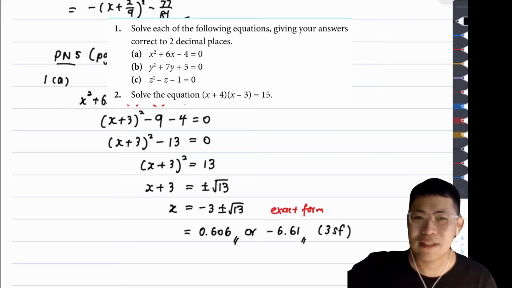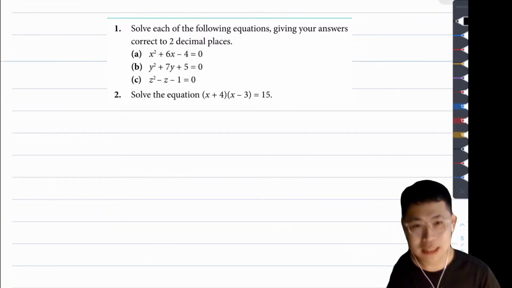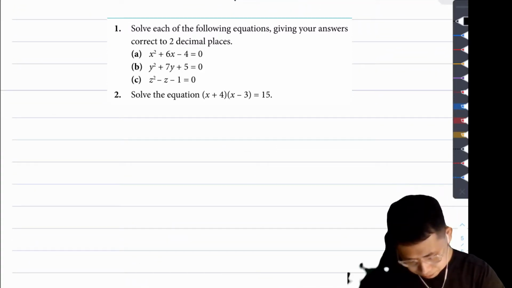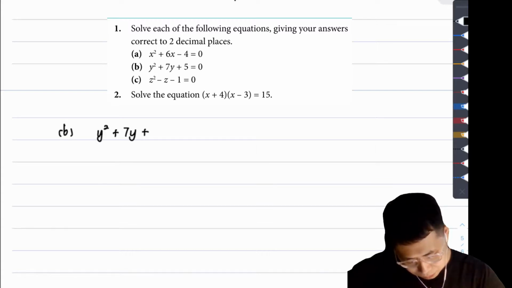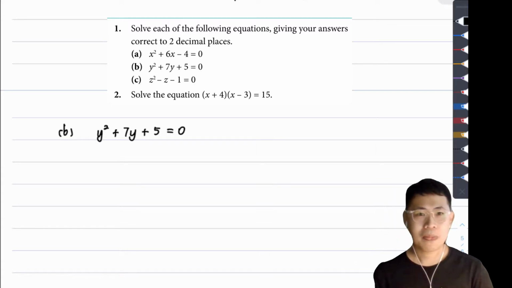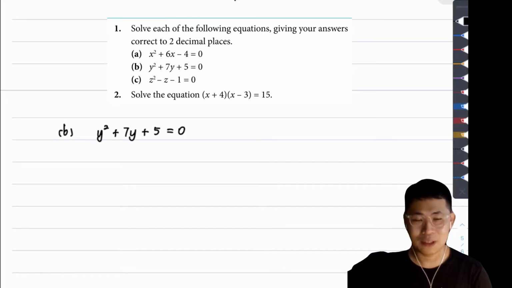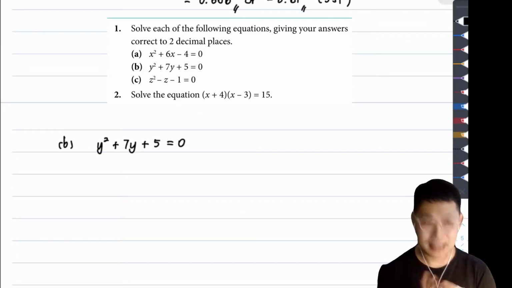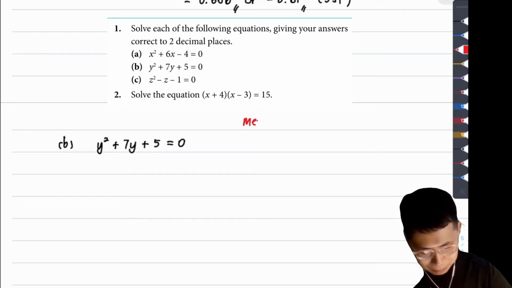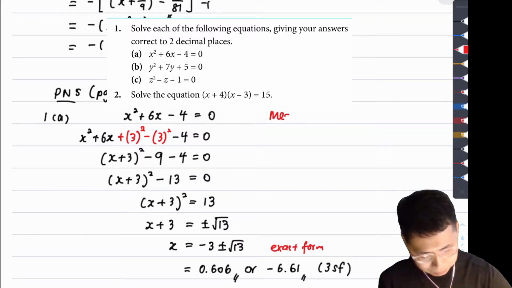So if we cannot factorize, how do we do this? We complete the square, right? So let's go with 1b. We have y squared plus 7y plus 5. Here we can't factorize, so we have to use completing the square. Same thing, we can complete the square, but now I'm going to show you a second method. Method 2. Previously this one was method 1.